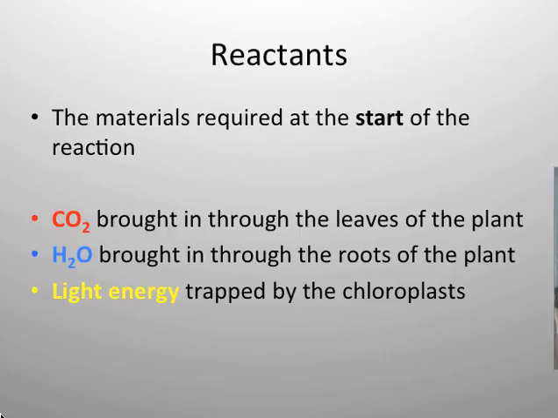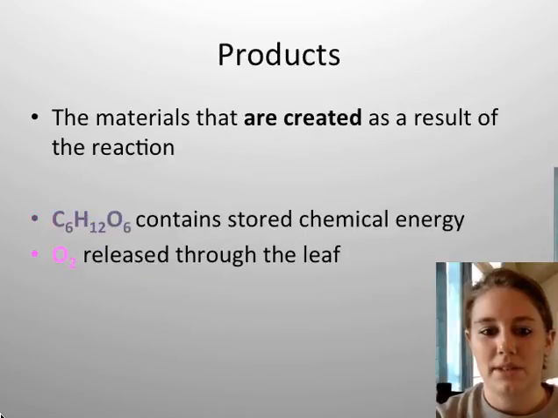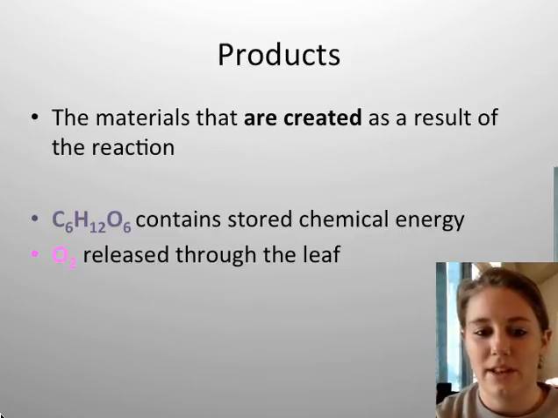Products are the materials that are created as a result of the reaction. These are the things that we find at the end of a chemical equation, what the arrows are pointing to. C6H12O6 contains stored chemical energy. C6H12O6 is glucose, which we know is sugar, and O2, which is oxygen, is released through the leaf.